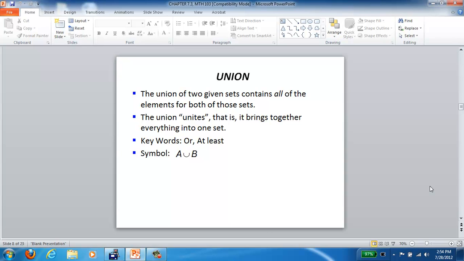Union. The union unites, that means brings together everything into one set. The keywords are "or" and "at least". If you see A or B, whereas intersection before was A and B, or if you see at least A, or another statement at least B, that means A or B or both. That means union. And this is the symbol for the union. It's like a U.